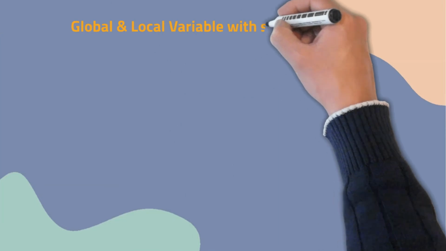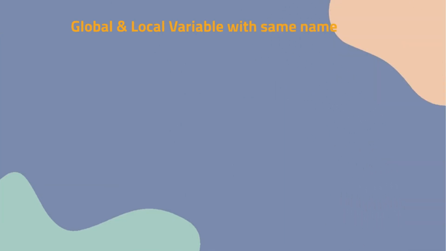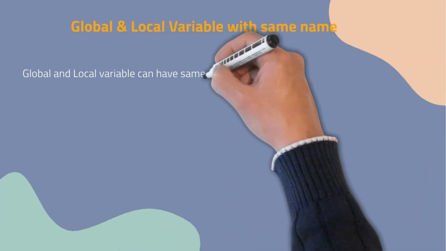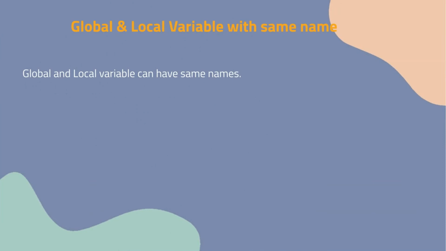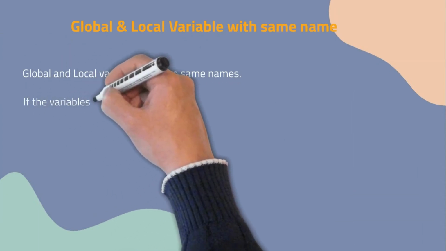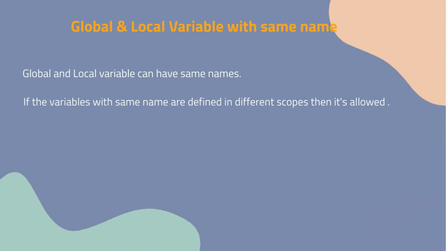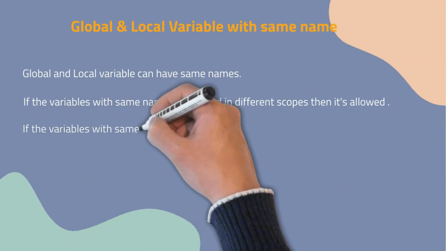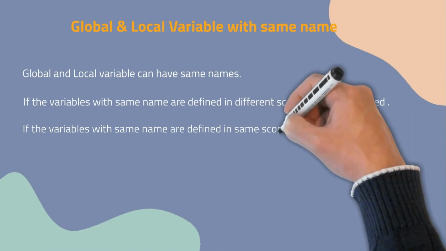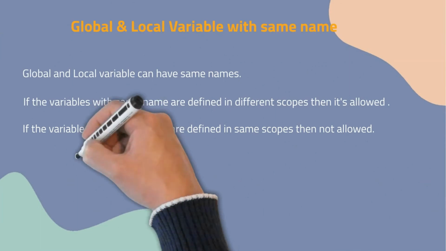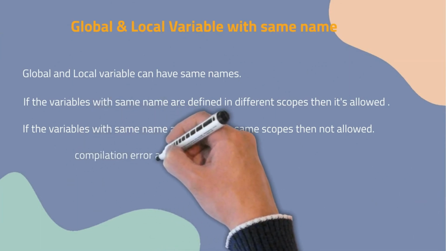Global and local variable with same name. There might be a scenario where the names of global and local variables are defined with the same name. This is possible as we can have global and local variables with the same name. If multiple variables with the same name are defined in different scopes, then it's allowed. If multiple variables with the same name are defined in the same scope, then it's not allowed. We get a compilation error as redeclaration.